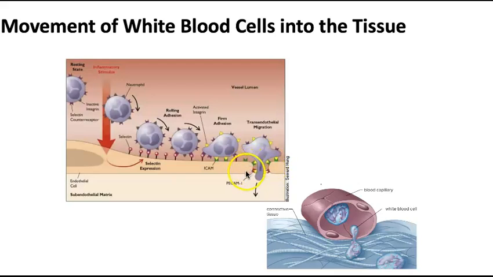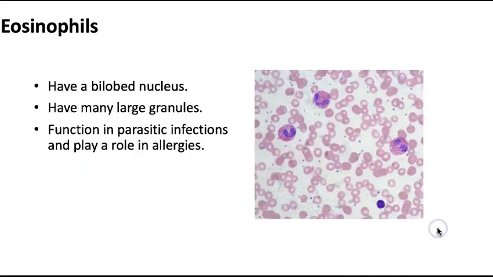Because if we're having some type of infection taking place, the vessels close to that area will become more permeable, meaning it's going to allow cells to move through. So these white blood cells will squeeze themselves through the endothelium that lines the blood vessel and move into the tissue. You can also see that taking place over here. This is our blood capillary, and our white blood cells are squeezing their way into the tissues.